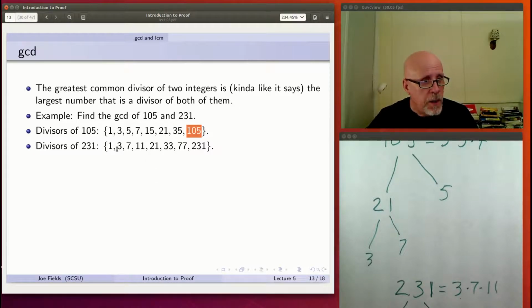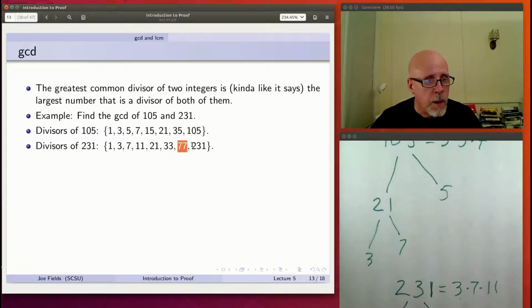And you can probably see the divisors of 231 work similarly, where you have 1, you have the prime factors, 3, 7, and 11, and then products of 2 primes. 21 is 3 times 7, 33 is 3 times 11, 77 is 7 times 11, and then the number itself, which is 3 times 7 times 11. Okay, so what's the GCD of these?